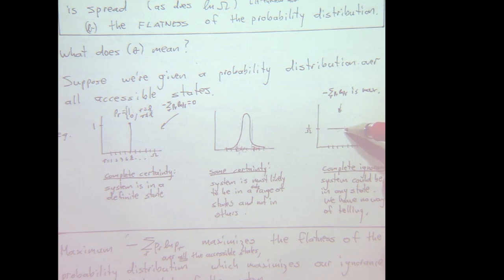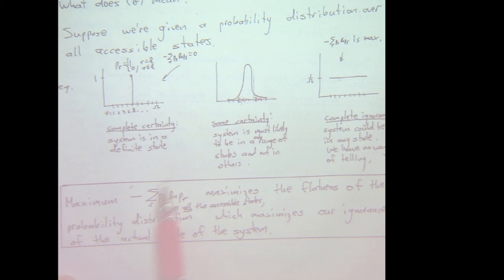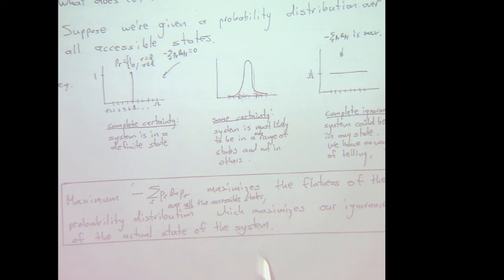There's nothing. It's like living in Japan and being part of a team, right? There's absolutely no individuality. Everyone gets exactly the same amount of recognition, unless you're the head professor. Then it's a delta function. Okay? So maximizing the entropy maximizes the flatness of the probability distribution over all the accessible states, and that maximizes our ignorance of the actual state of the system.